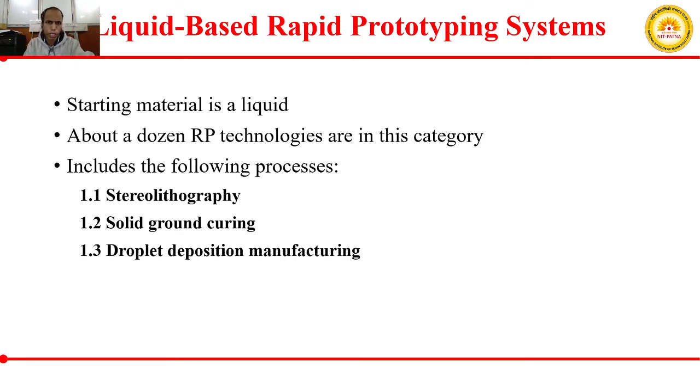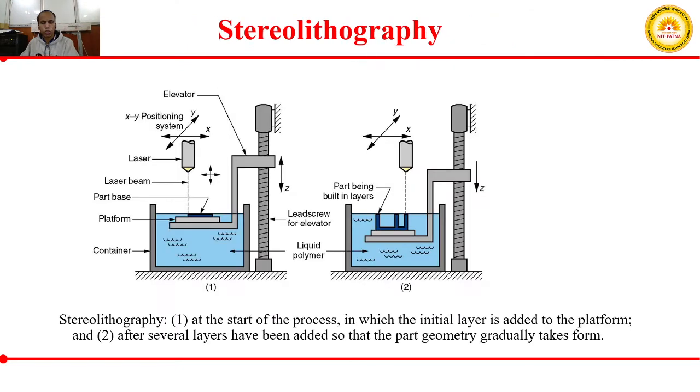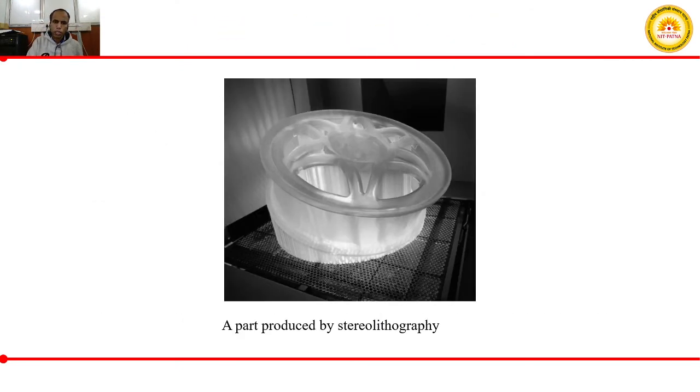So we started with liquid-based rapid prototyping systems. Under liquid-based rapid prototyping systems, we have three types of technologies. First one is stereolithography, then solid ground curing, and third one is droplet deposition manufacturing. Up to this, we have discussed.